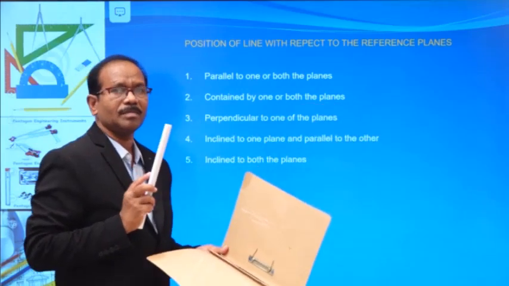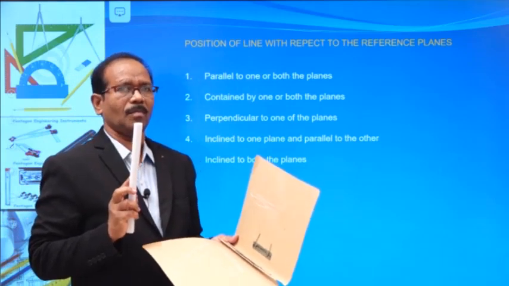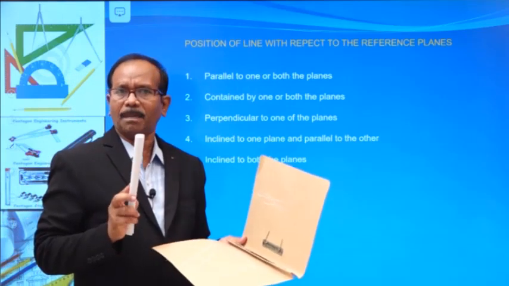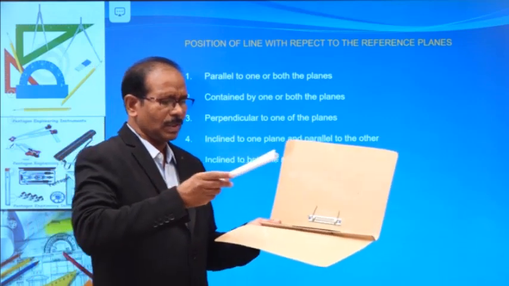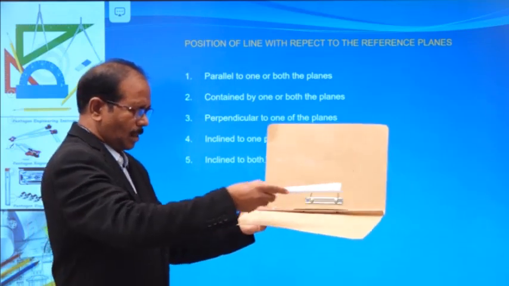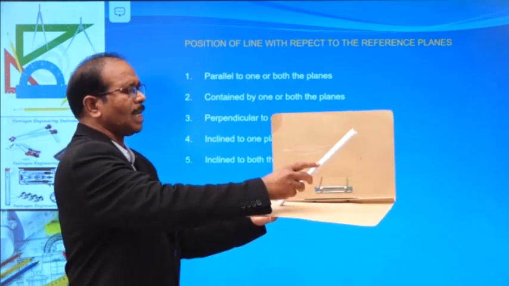See the fourth one. Line inclined to one plane and parallel to the other plane. Let us assume this is the horizontal plane. Now this is the line. Line inclined to horizontal plane, parallel to vertical plane.